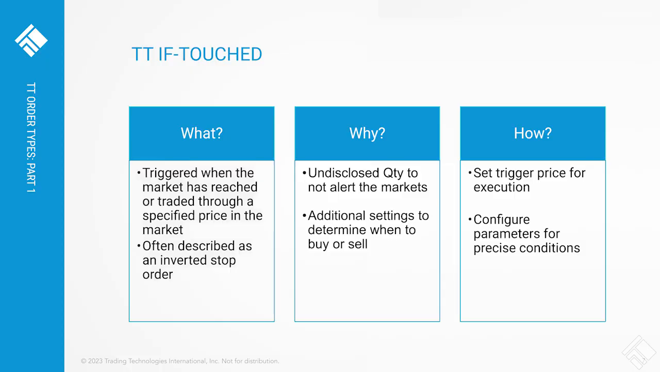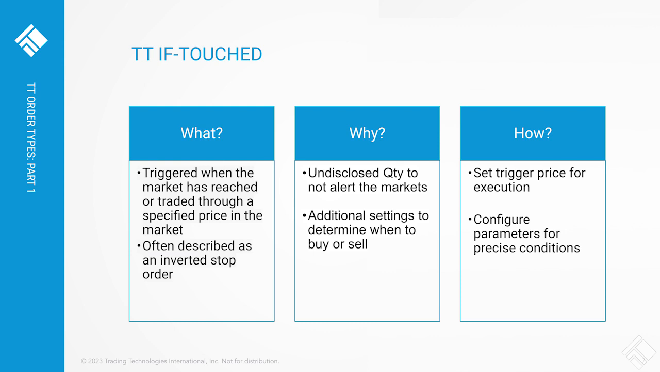As Brian said, we're going to be talking about the TT if touched order. An if touched order is an order that is triggered when the market has reached or traded through a specified price in the market. If touched orders are similar to stop orders, except the trigger price behavior is inverted. An if touched order price is typically set better than the current market. So buy if touched orders are generally placed below the current last traded price, while sell if touched orders are generally placed above the current last traded price.